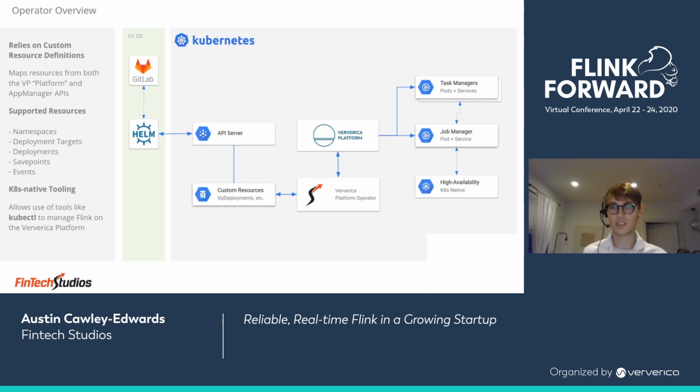So what an operator looks like is just an application that sits inside of Kubernetes. It sits here and listens for updates on the custom resources that we were talking about. These custom resources are mapped to the Ververica platform resources, such as VP namespaces, deployment targets, deployments, and savepoints. So all of these things can be deployed as native Kubernetes objects, and whenever those objects change, our Ververica platform operator tries to synchronize that with the Ververica platform itself.